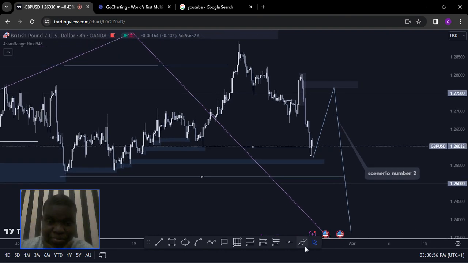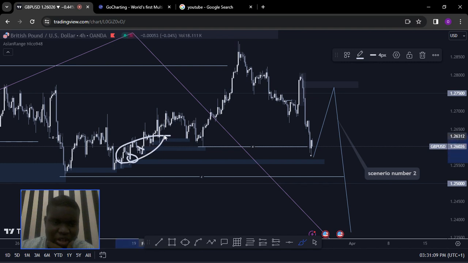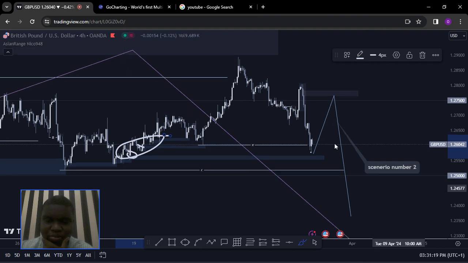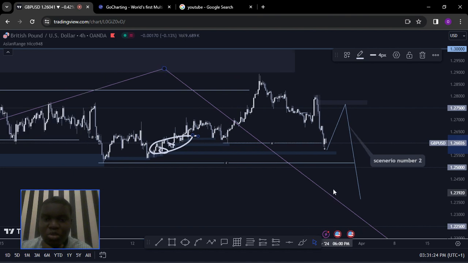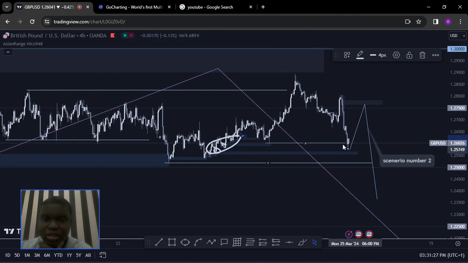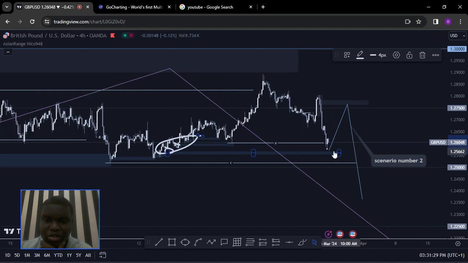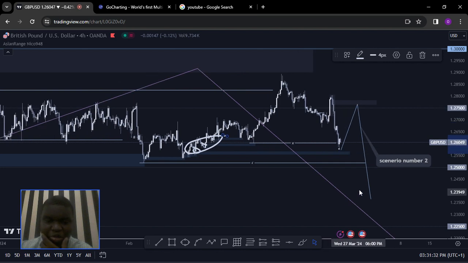Excuse my voice. Notice how this demand zone was used here. This one was used. Basically, all the demand zones in this region have all been used except this one. So what I think is that this one is going to sponsor prices into the supply zone to continue the bearish trend. So what we could expect here is for price to come here, react off of this supply zone and confirm the break of structure.